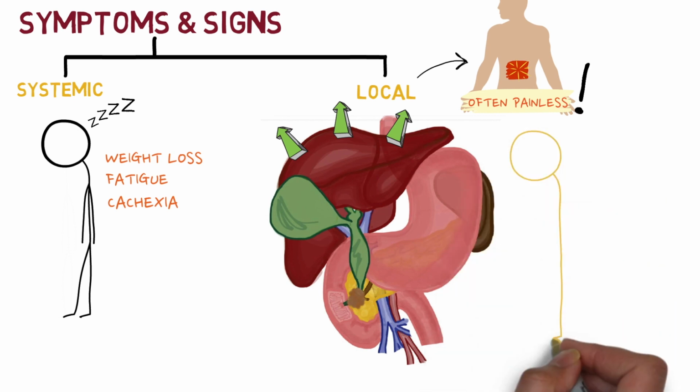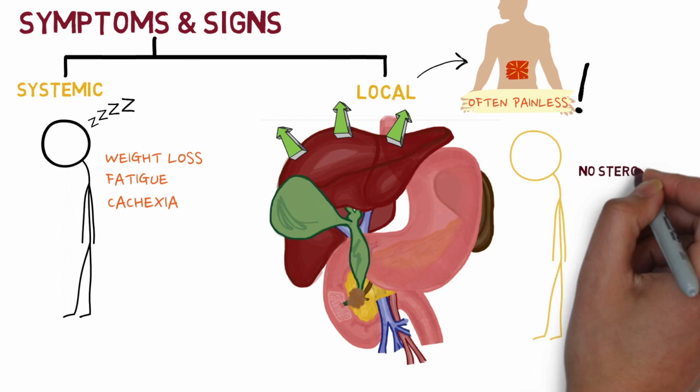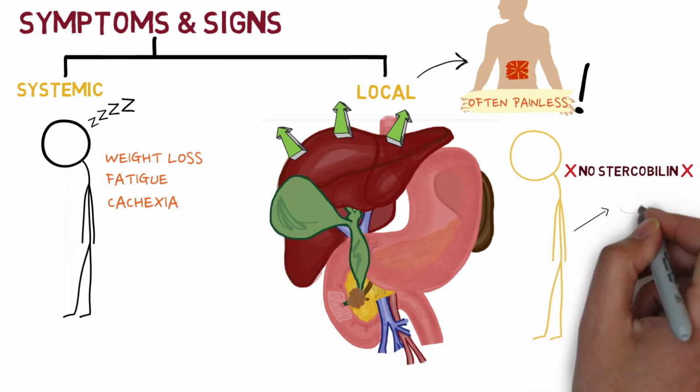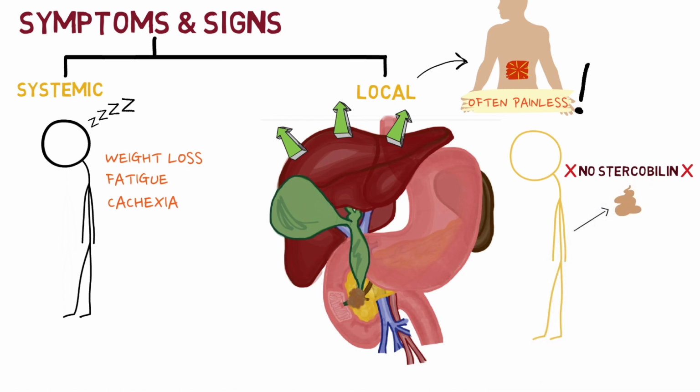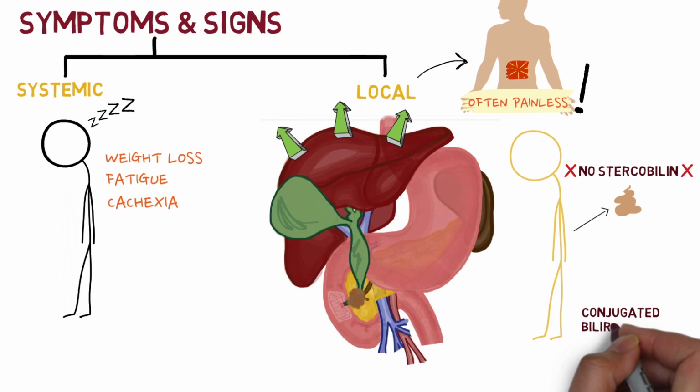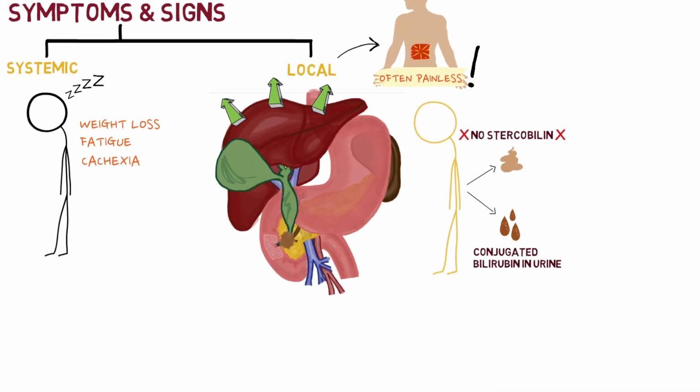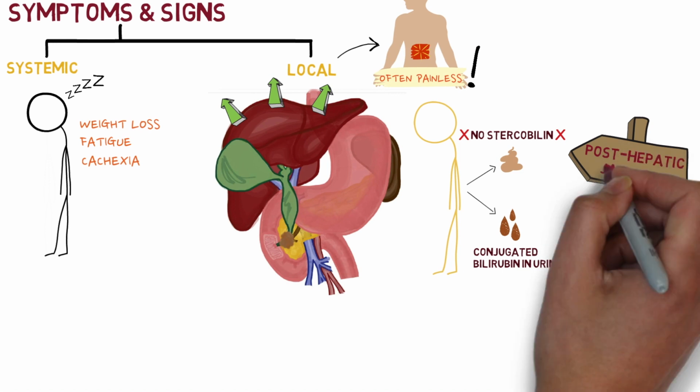The patient will be jaundiced, and as no bile can pass into the intestines, there is no production of stercobilin. As this is the pigment which usually gives stools their colour, the patient will have pale stools. And high levels of conjugated bilirubin in the blood lead to dark urine. Altogether, this is a picture of post-hepatic jaundice.